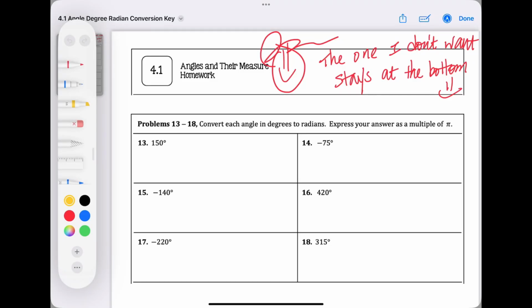Alright, in this video, we are going to talk about the solution of the conversion between the degree and radian. Remember what we talked about in class? The one I don't want stays at the bottom, so we can simplify cancellation, then it's gone. So, unit circle tells us we know that 180 degree is equal to pi.